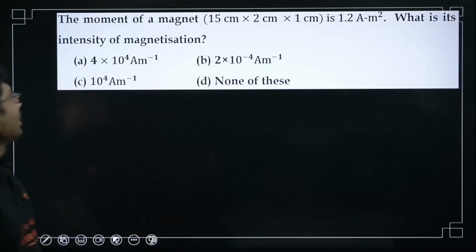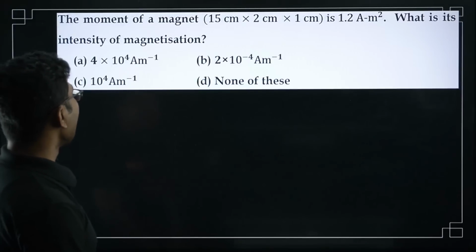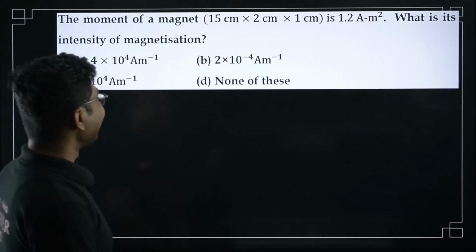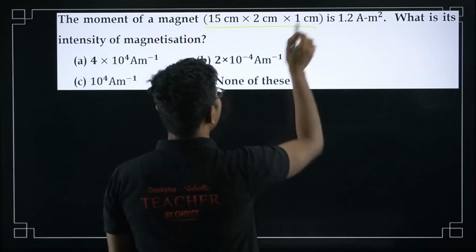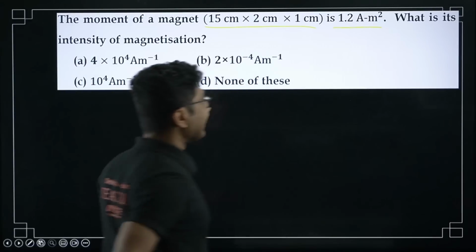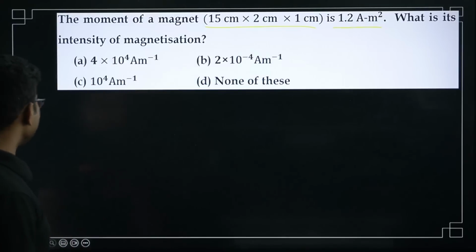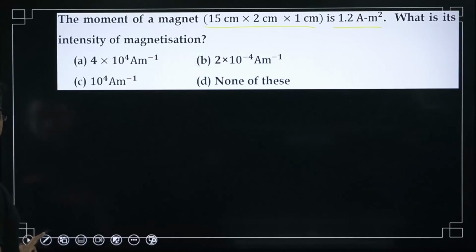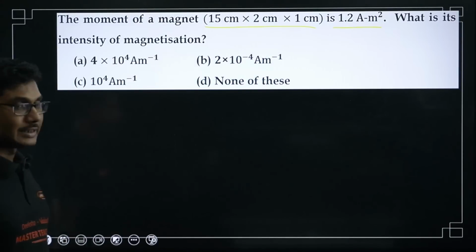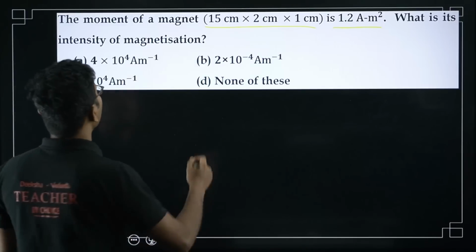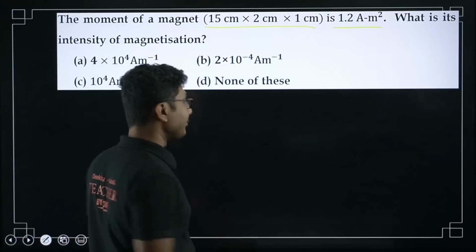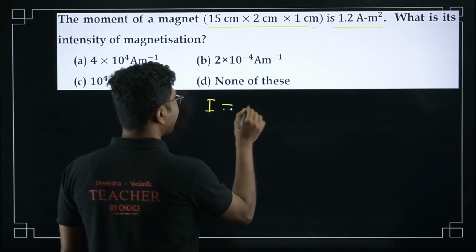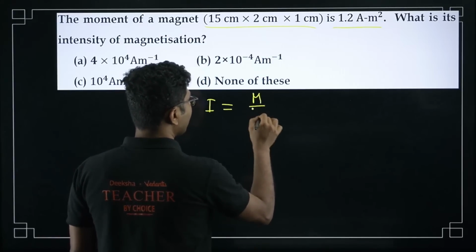Next question, the moment of magnet is given, the volume is given. What is the intensity of magnetism? So intensity of magnetism is defined by magnetization per unit volume. Okay, magnetic moment per unit volume. So intensity is magnetic moment per unit volume.